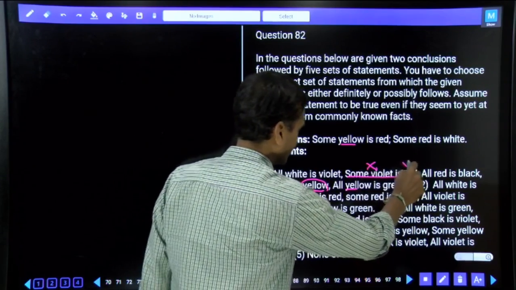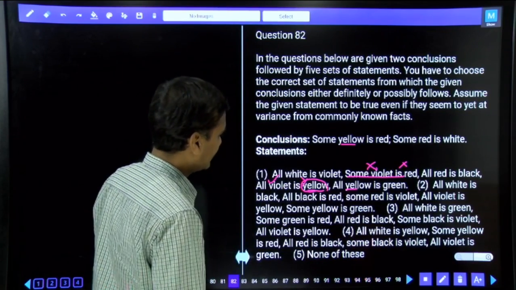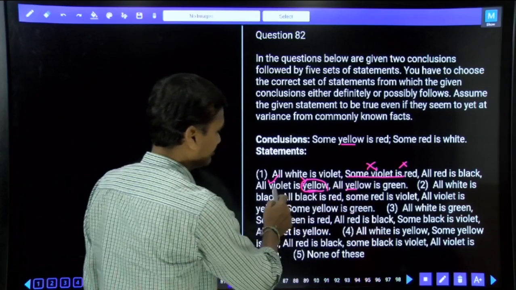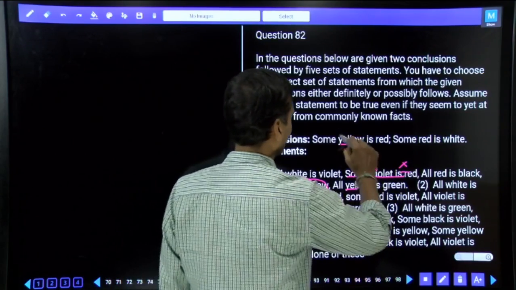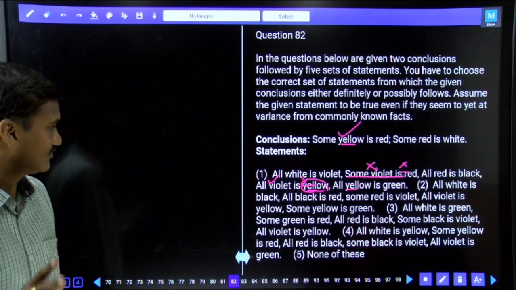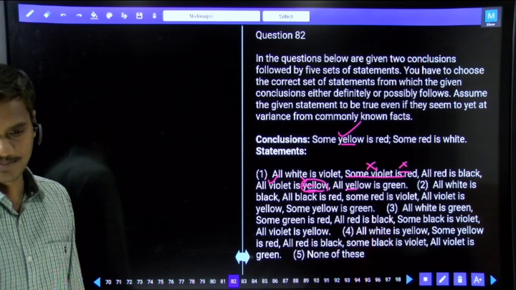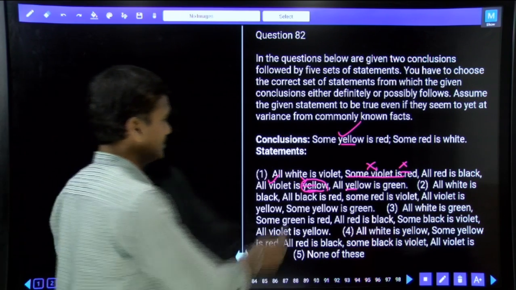Now this is cross and cross. Now this is tick and cross. What is the middle term we have? Violet is the middle term, distributed, and some yellow is red is definitely true. Are we getting the answer or not? By combining the second and the fourth statements, we are getting some yellow is red. Yes, Manasa, is this clear? Now this is fine.